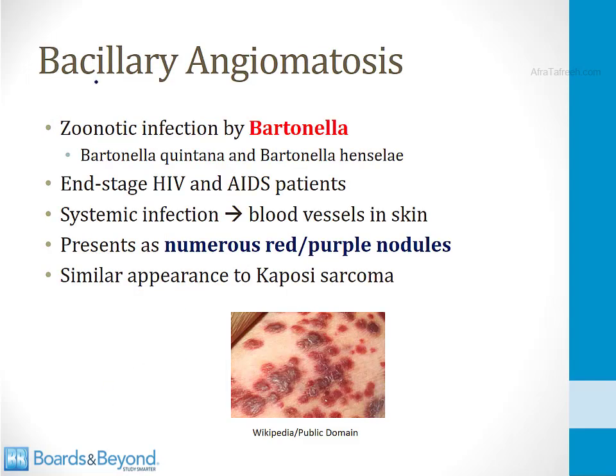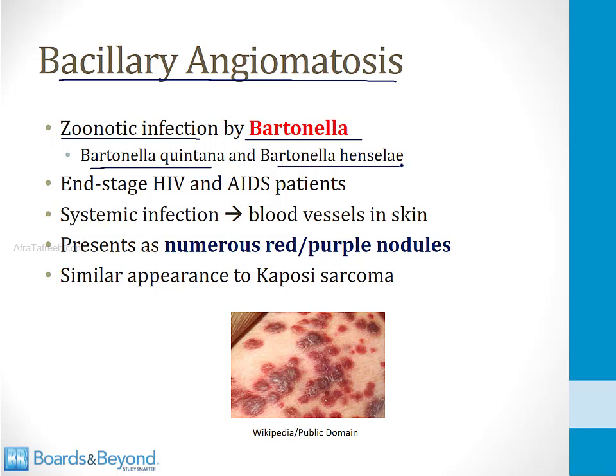ratio. Moving on, let's talk about bacillary angiomatosis. This is a zoonotic infection caused by the bacteria Bartonella, and I talk about this in more detail in the ID section in the video on zoonotic infections. A zoonotic infection is an infection that is transmitted to humans from another species. In the case of Bartonella, it usually comes from lice or cats. There are two types of Bartonella that usually cause infection in humans. The first is Bartonella quintana. The second is Bartonella henselae.